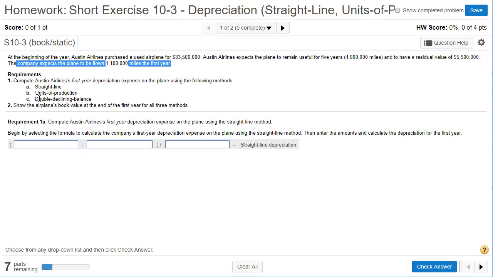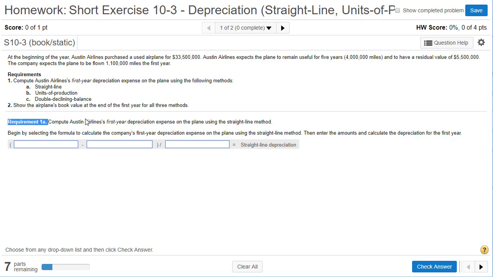All right, so we're going to compute the depreciation of this plane using these 3 different methods. Now, of course, in the real world, the company would pick one method and then stick with that. What might be a realistic scenario in this is the company might be trying to decide which method to use. So therefore, you've been tasked with figuring out what the depreciation would be in the first year for these 3 different methods. And then when we're done with that, we're going to show the airplane's book value at the end of the first year.